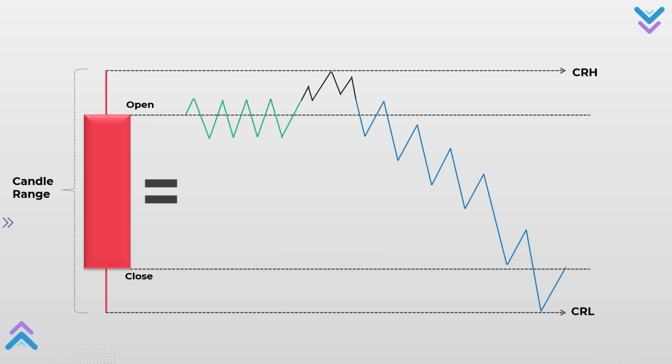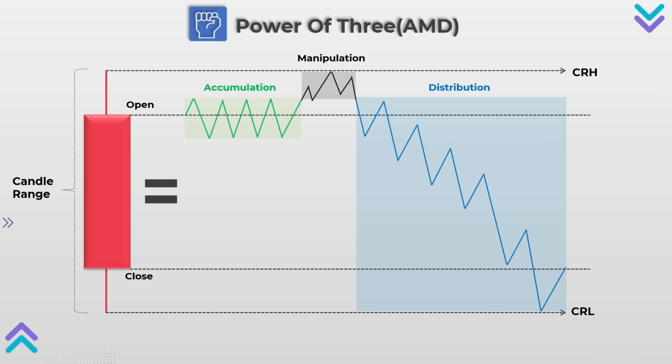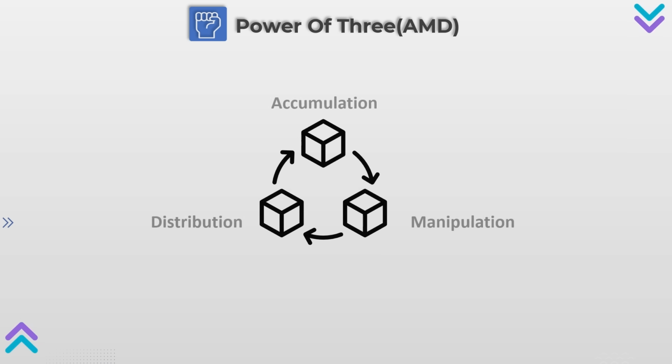You've probably noticed that the market moves through three main phases: accumulation, manipulation, and distribution. Price is always cycling through these phases. Imagine it like a never-ending loop. First, the price accumulates, then it gets manipulated, and finally, it's distributed before the whole process starts over again. This pattern is what we call the power of three, and it's basically the heartbeat of the market.